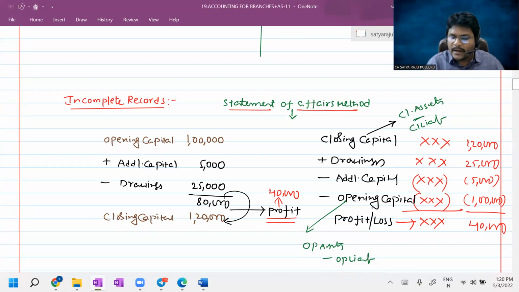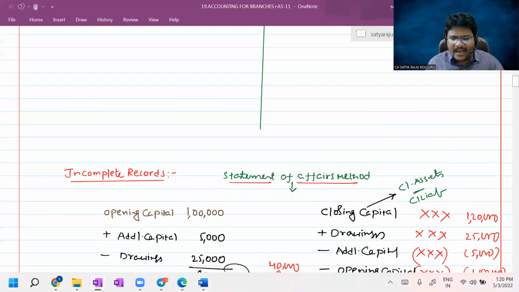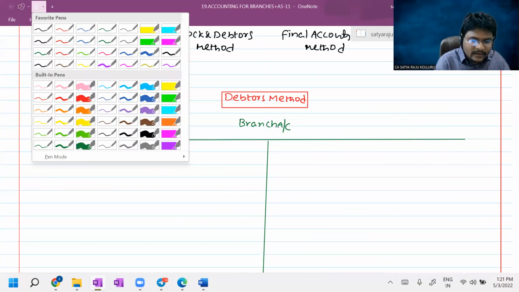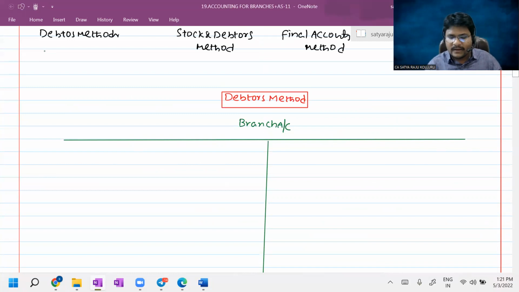If you know the closing capital and opening capital and current year drawings and additional capital, then you can easily ascertain the current year profit or loss without knowing any income or expenditure of that particular entity related to that particular period. Now the same logic I am going to apply in the case of the debtors method. Please all of you concentrate. The basic rule of the debtors method is head office is going to record transactions entered in between head office and branch only. Head office will not record any transaction occurring in between branch and the outsider party.